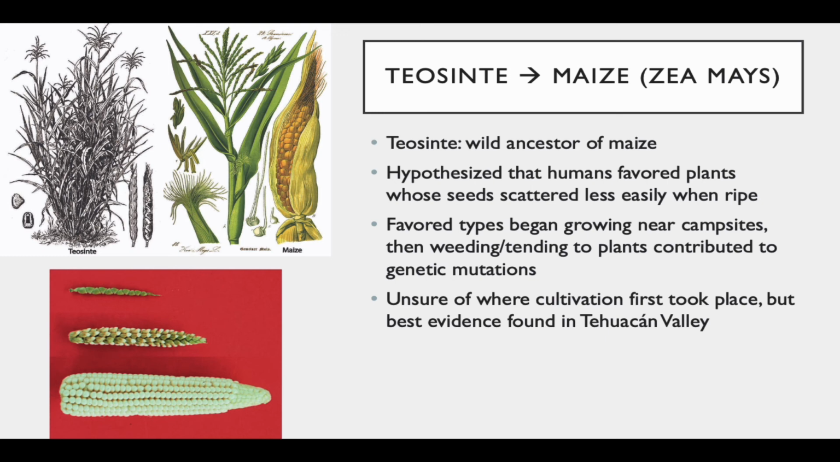And while we're unsure where exactly cultivation took place, the best evidence that we have is in the Tehuacan Valley in Mexico. And so these images on the left are showing you what the wild plant would have looked like originally and how it sort of transitioned over into the maize we recognize nowadays. Same with the photos that we're seeing here.